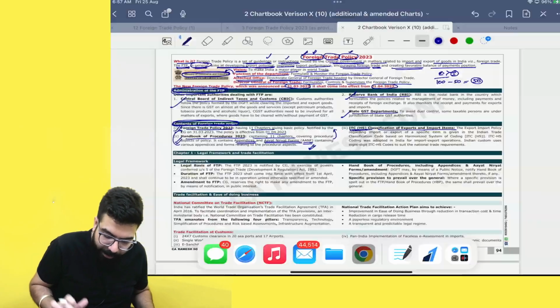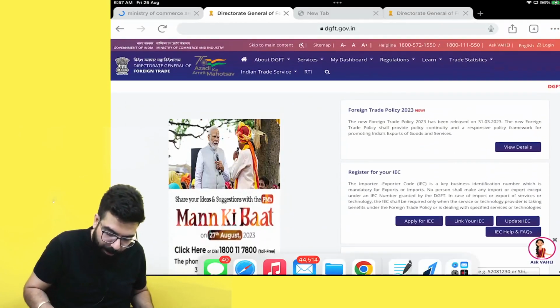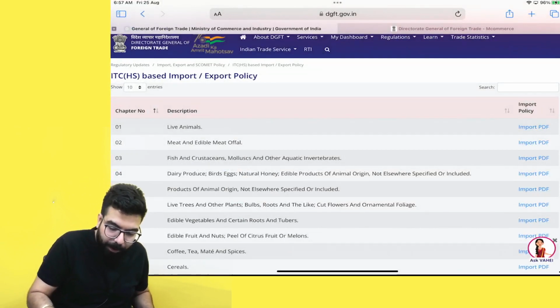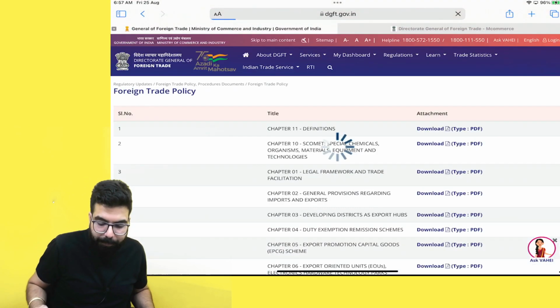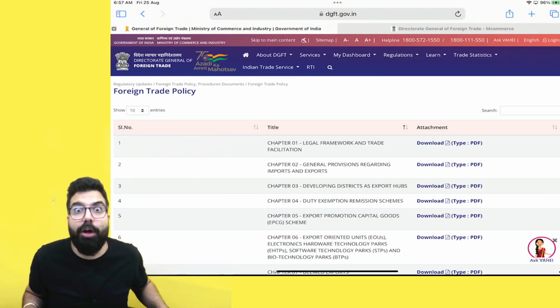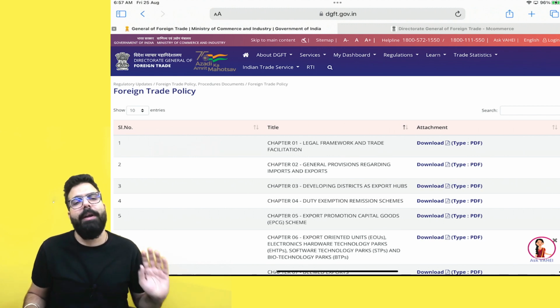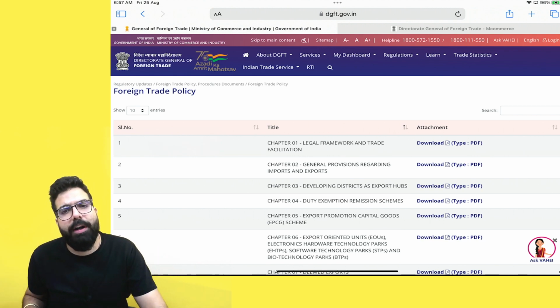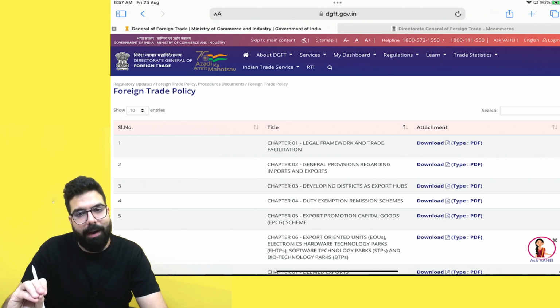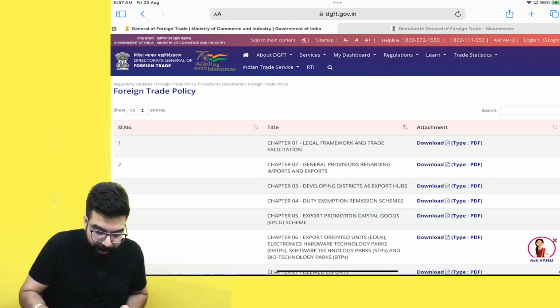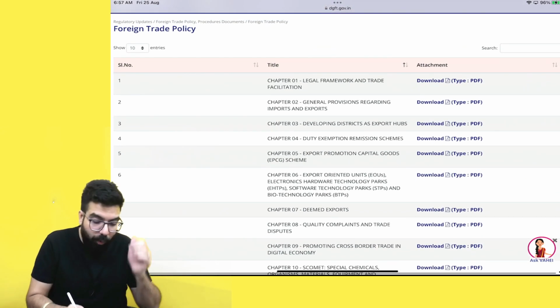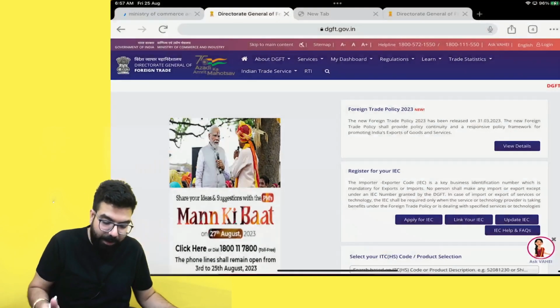Now, when you see the foreign trade policy over here, it has 11 chapters. So, sir, you will be teaching all the 11 chapters? Beta, what has happened is they have told only a little from every chapter to be learned. So, for example, if you see over here, the first is the legal framework and facilitation. So, we will be learning the first chapter.